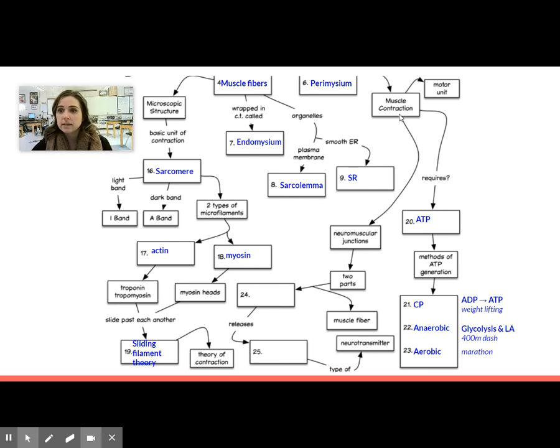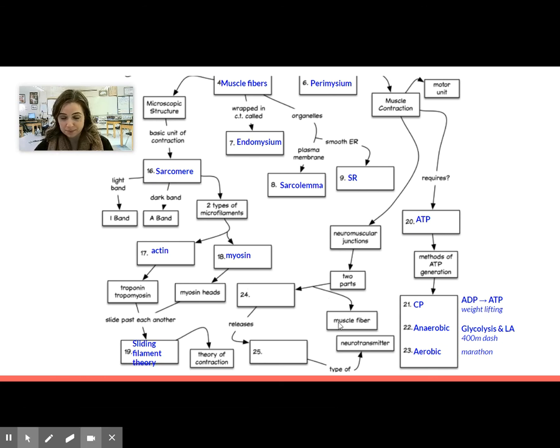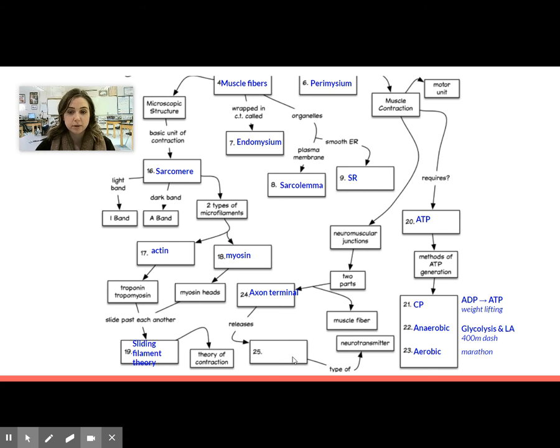Okay, and then lastly here with muscle contraction, at the neuromuscular junction, where a muscle fiber and neuron meet, we have the muscle fiber and the neuron. The very end of the neuron is called the axon terminal. At the axon terminal, it's going to release a neurotransmitter that's very, very important. And that neurotransmitter is acetylcholine, or ACh. Really, that C should be capitalized.